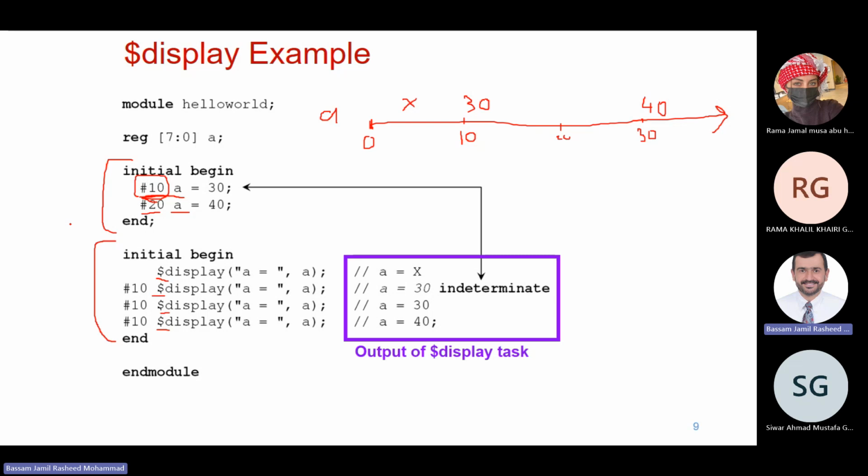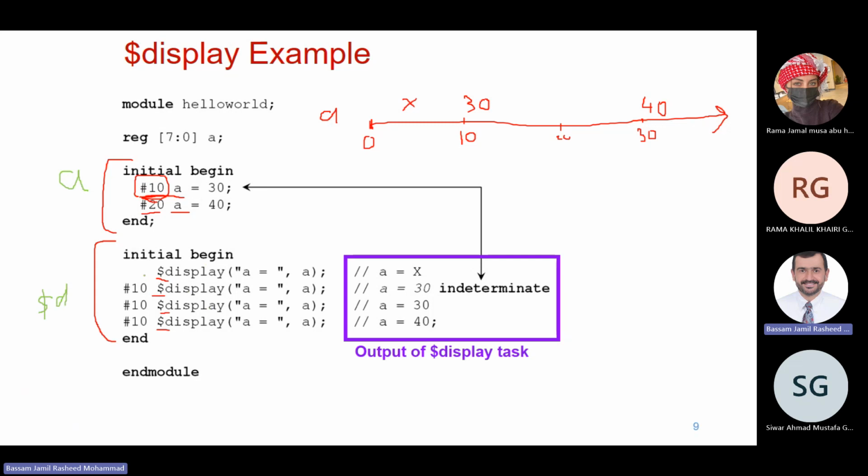All right. Now, let's come here to this initial block, and let's use another color here. This initial block displays the values of A. So this sets the value of A, and this prints the value. This is the display of the value of A.